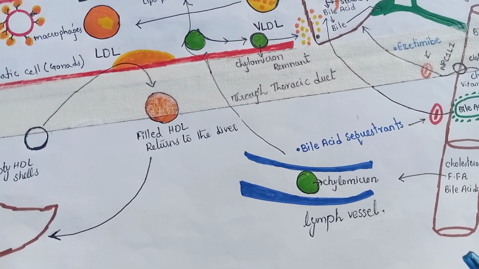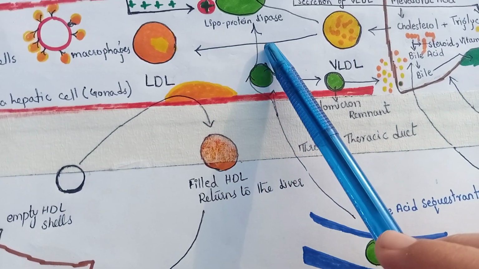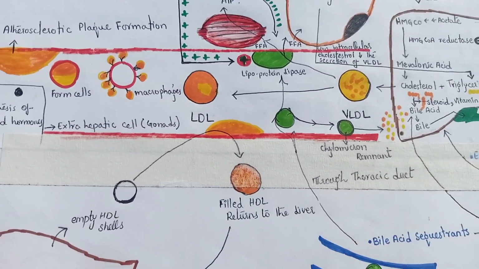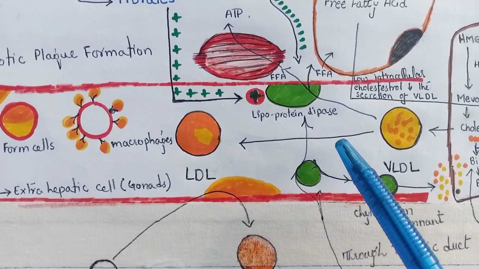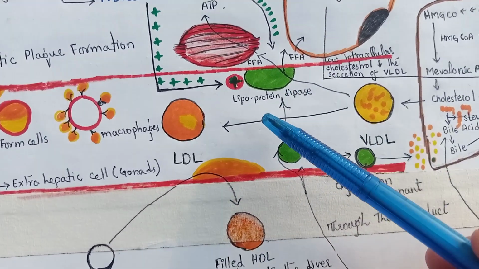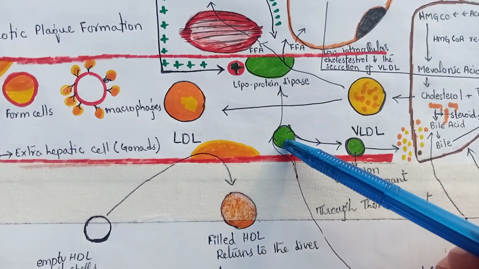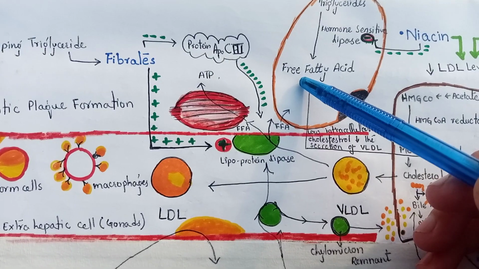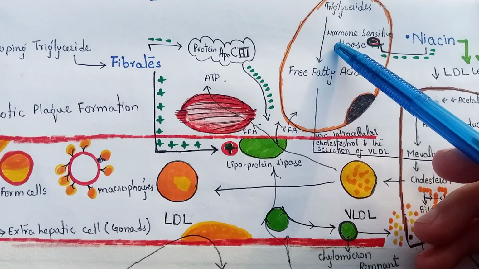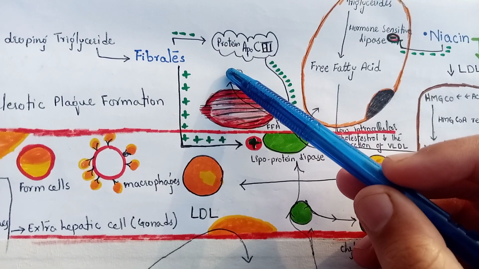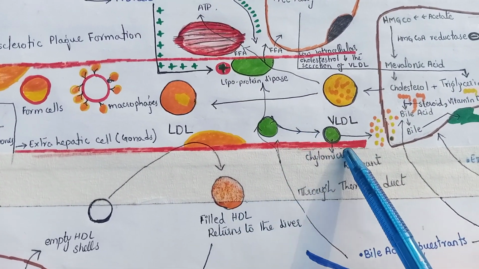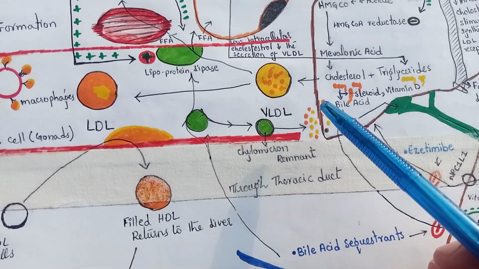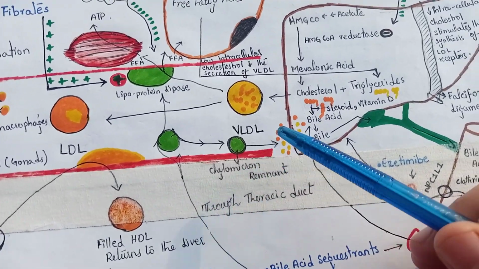Okay, so once the chylomicron is formed, it will enter the circulatory system through the thoracic duct. Once it enters the circulatory system, it will be acted upon by an enzyme called lipoprotein lipase. This enzyme will break down the triglyceride present in the chylomicron into free fatty acid. That free fatty acid in the adipose tissue will be stored in the form of triglycerides, while in the muscle it will generate ATP. The remaining chylomicron is called the chylomicron remnant, and it will go towards the liver, and there it will release its remaining triglyceride and cholesterol to the liver.